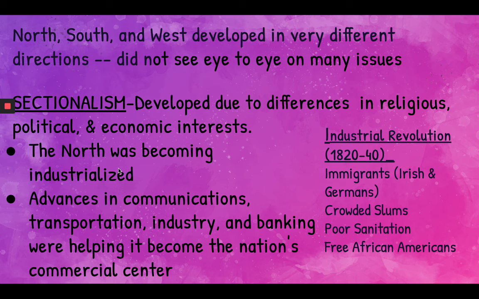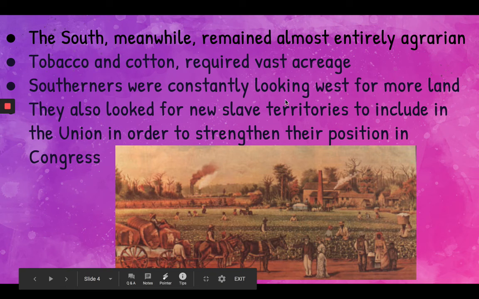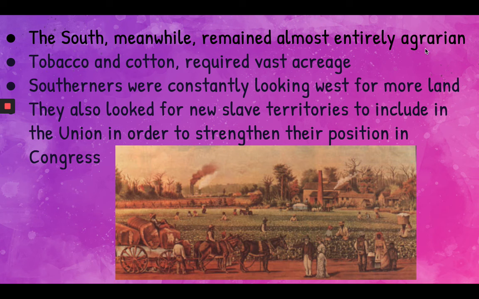So the North was becoming very industrialized, where the South was not. The North was advancing in transportation and industry and banking, which we know will all be advantages for them in the Civil War. And the South will not have these things, unfortunately. The South remained mostly agrarian. Probably 90% of the people who had a job in the South worked with agriculture in some sense.